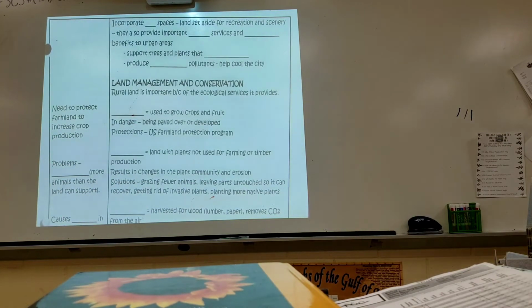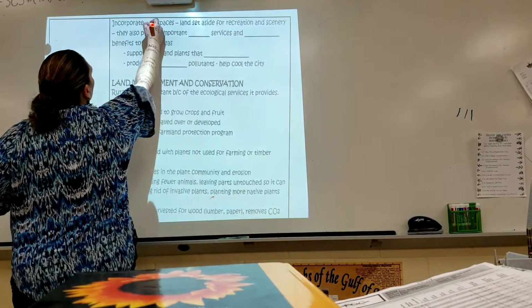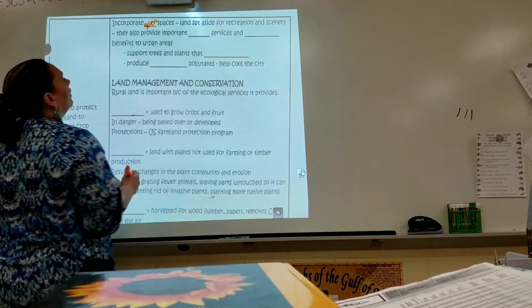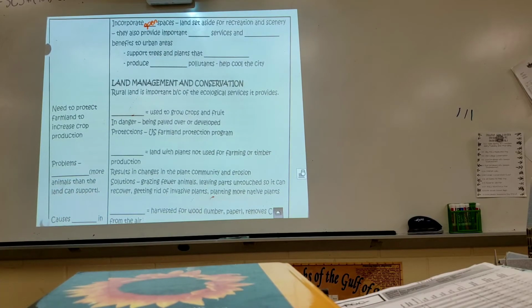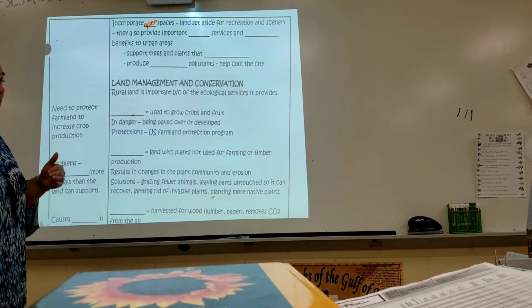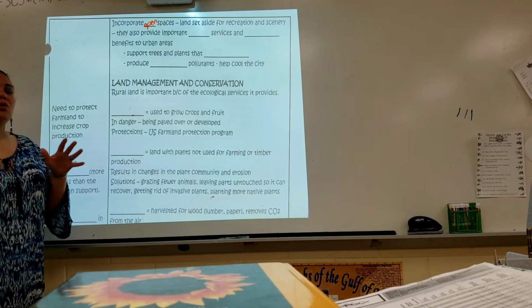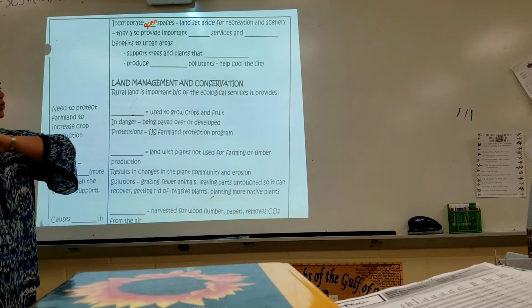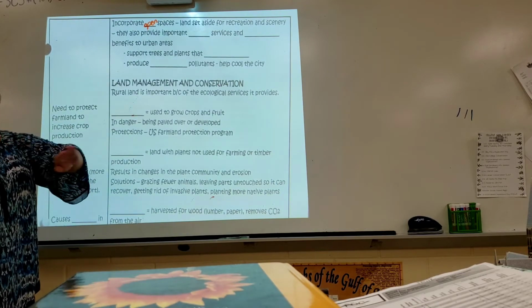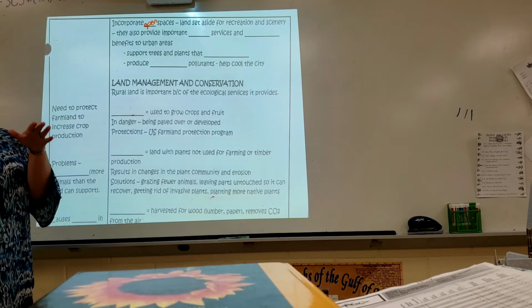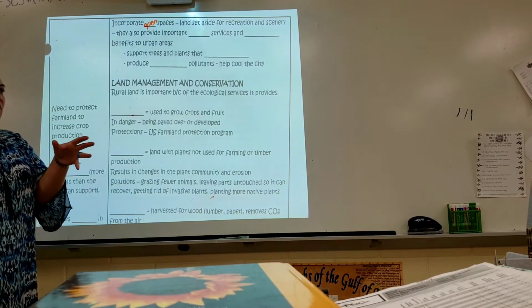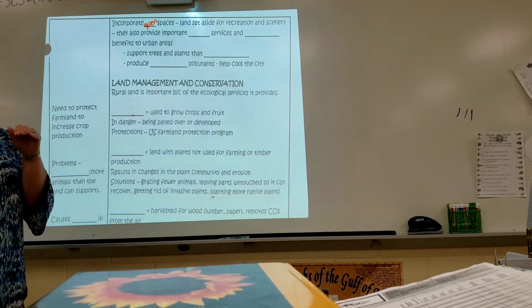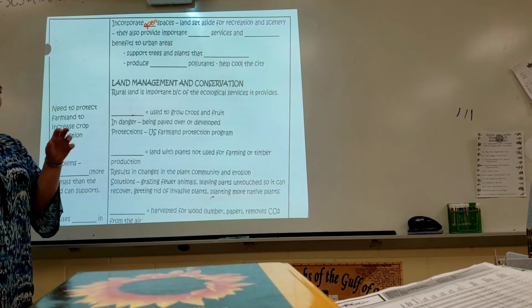Now, one of the things that they want to make sure to do is to incorporate open spaces. Land set aside for recreation and scenery. Start noticing when you are able to drive around, and start looking at the parking lots. Some parking lots have just straight parking spots, no trees, no gardens, no landscaping whatsoever. Others have some trees, some flowers, some landscape. You'll notice there are differences.